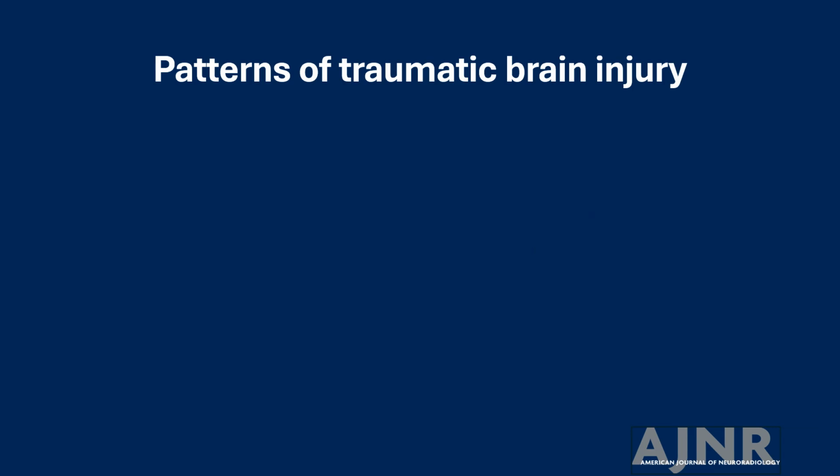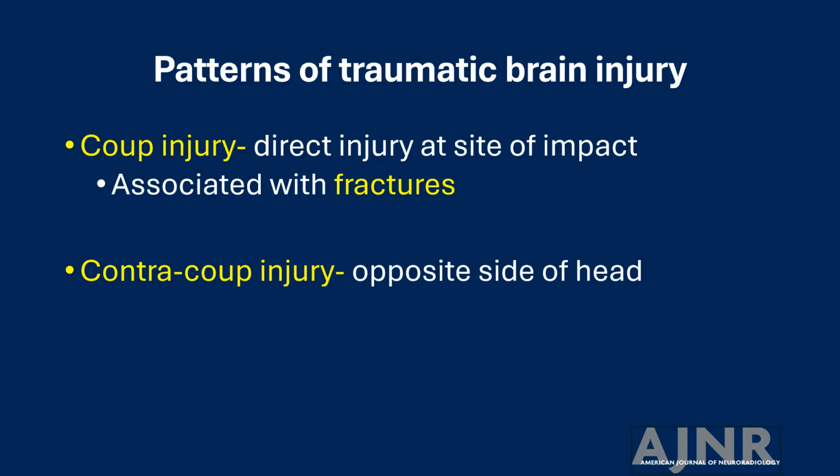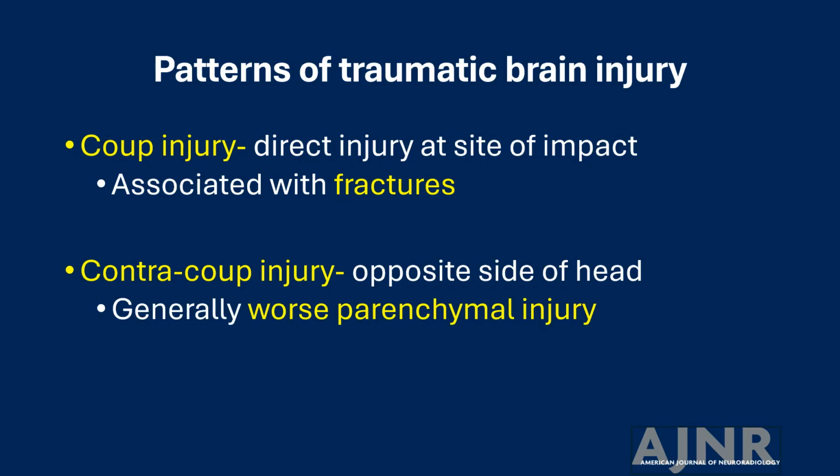Another pattern we can see with traumatic brain injury is coup and contra-coup injury. The coup injury is a direct injury at the site of impact and is associated with fractures. The contra-coup injury occurs on the opposite side of the head and actually tends to lead to worse parenchymal injury.